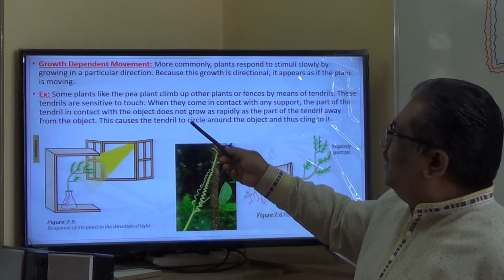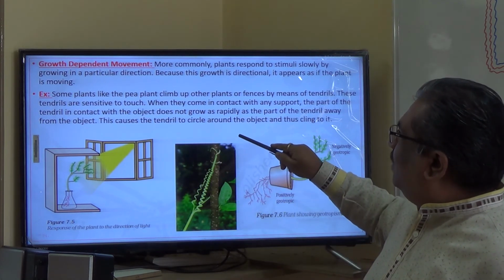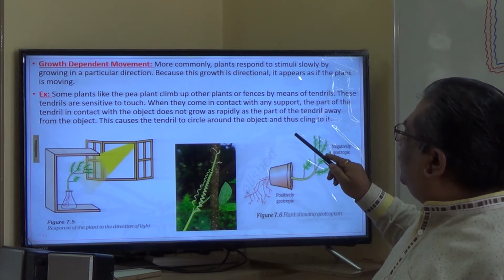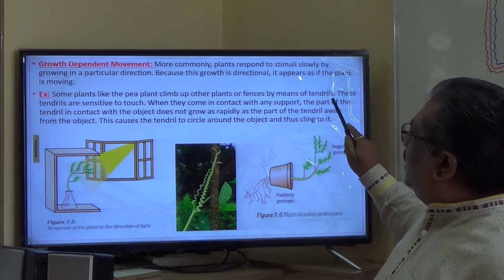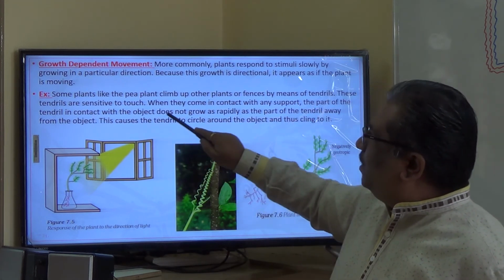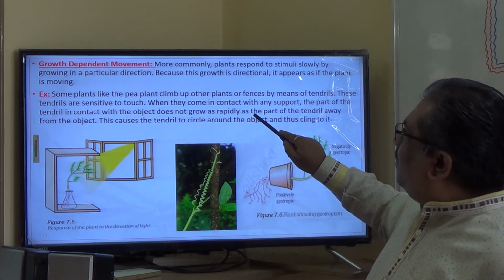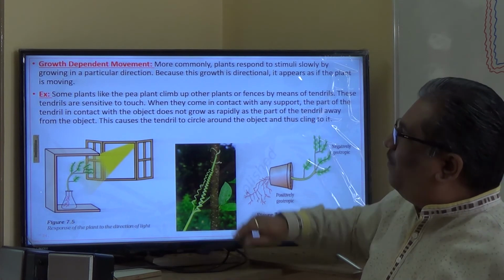This causes the tendril to circle around the object and thus cling to it. When they come in contact with any support, the part of the tendril in contact with the object does not grow as rapidly as the part of the tendril away from the object.